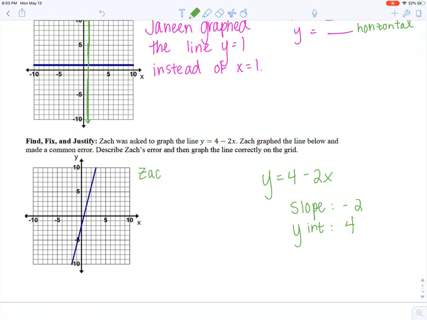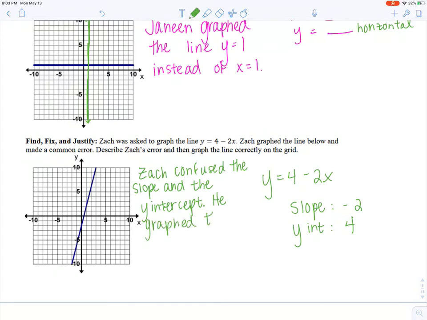So Zach confused the slope and the y-intercept, and to be more specific, we can say he graphed the line y equals 4x minus 2, to be even more specific.